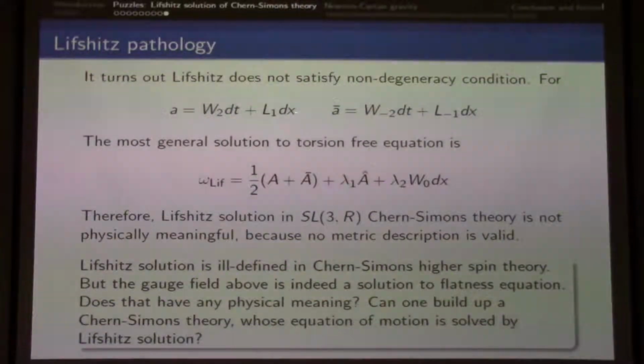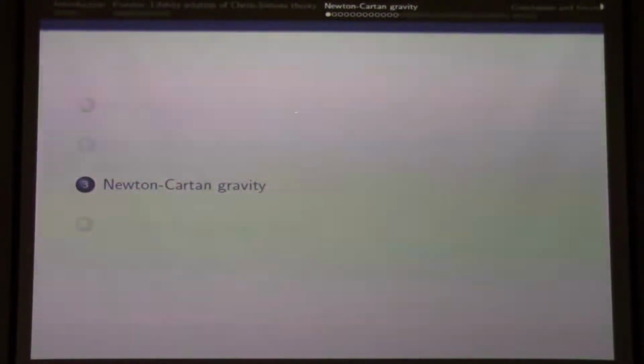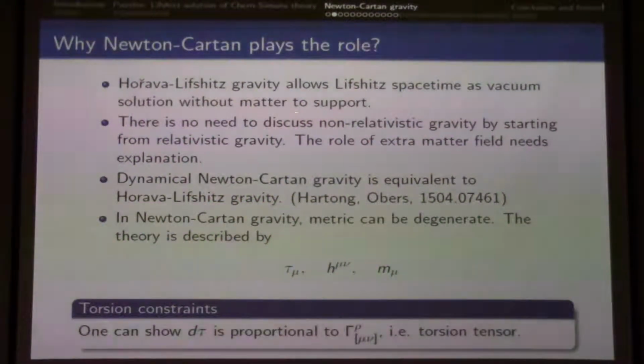And to do this, we search the possibility in Newton-Cartan gravity. The reason we do that is, first of all, we know Hořava-Lifshitz gravity has a vacuum solution as Lipschitz space-time, and we don't need any matter to support it. And the second reason is more fundamental. What Shamika Chu did was to use a massive gauge field to support the Lipschitz space-time in Einstein gravity. This is like embedding a non-relativistic gravity into a relativistic gravity. But why not just start from the non-relativistic symmetry group, build up a gravity on it, and check whether we can build up a parallel non-relativistic gravity theory?